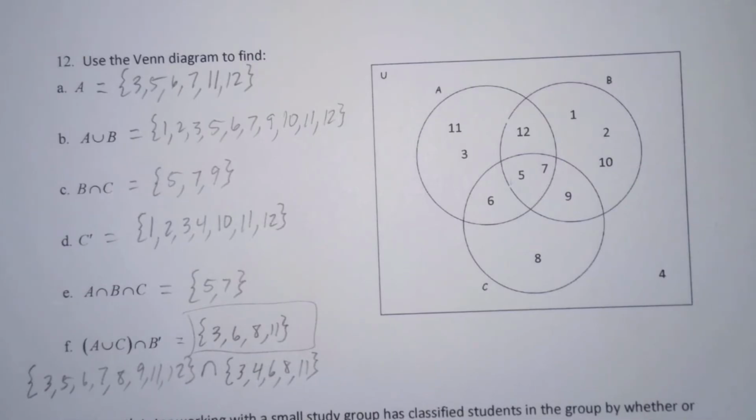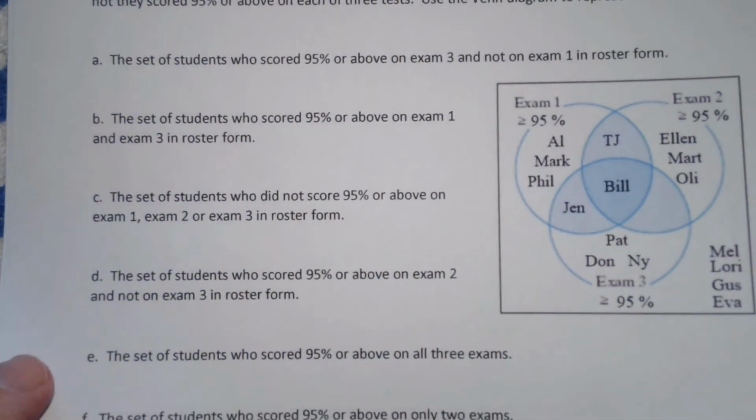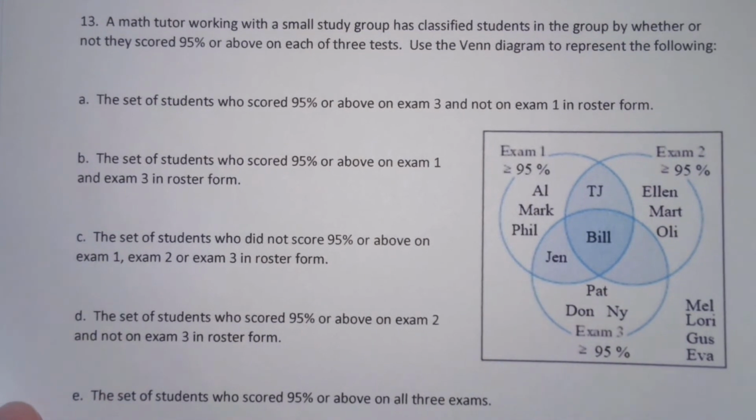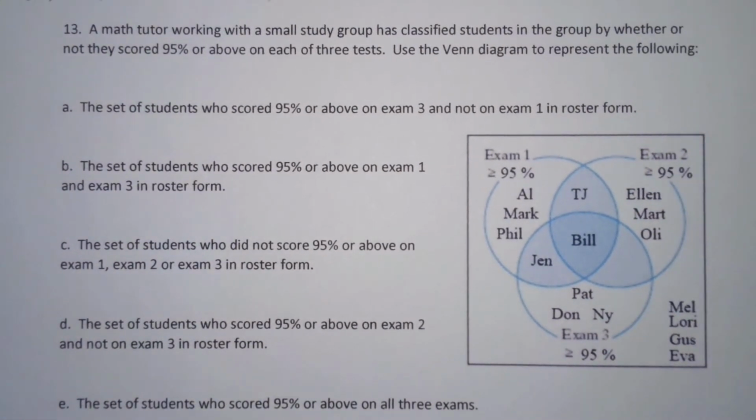Let's move on to number 13. It says a math tutor working with a small study group has classified students in the group by whether or not they scored 95% or above on each of 3 tests. Use the Venn diagram to represent the following. And by the way, I would highly encourage you to try this on your own and then watch the video, and hopefully if you miss anything, the explanation will clarify.